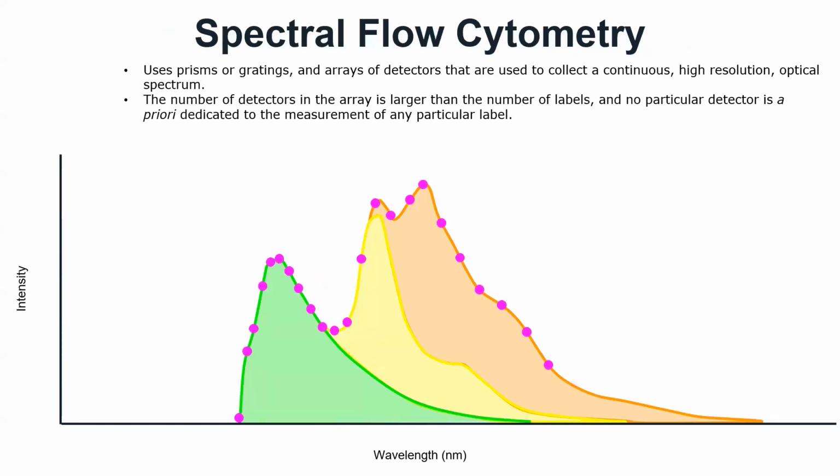Now, with spectral flow cytometry, you're using prisms or gratings and arrays of detectors that are used to collect a continuous high-resolution optical spectrum. So you're seeing basically almost all of the light. The number of detectors in the array is larger than the number of labels, and no particular detector is usually dedicated to the measurement of any particular label. Though I know in different instruments they will say, use this detector, use that detector. But what it's trying to do is get all the information about this.